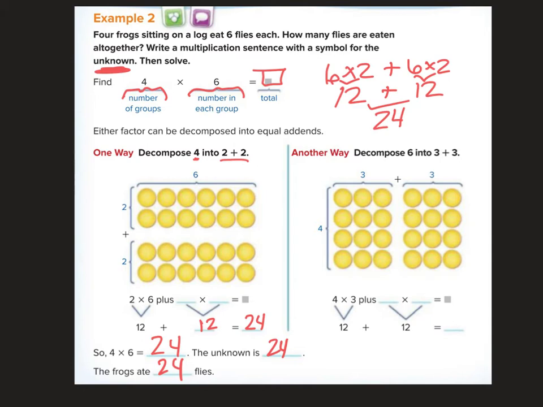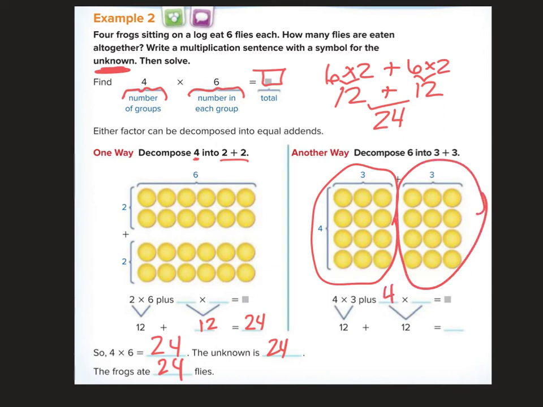Now, what if you looked at 6 and said, I want to split 6 into 2 groups? So I'm going to keep the 4. I'm going to do 4 times 3. Look at this picture here. Wonderful. 4 times 3 plus 4 times 3. Well, look at that. 4 times 3 is 12. So we're doing the same thing. 12 plus 12 is 24. We broke it apart differently, but we got the same answer. So that's an option. Whatever you see first, that's what you can choose. Okay, it works very well. Well, it works for even numbers. So that's what I would stick with, if it's an even number. So let's keep going.